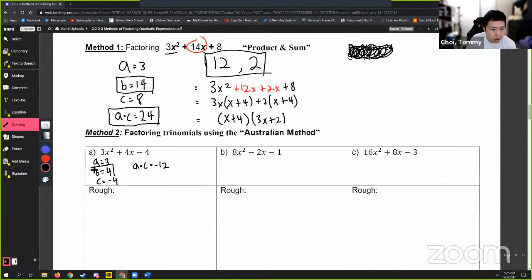The beginning to all three of these methods is the same, which means if I don't see you write this out, that's when I get upset. You should at least write down what you know, your givens. First figure out what is a times c and what is b. Then think of two numbers: what are two numbers that multiply to negative 12 but add to 4?